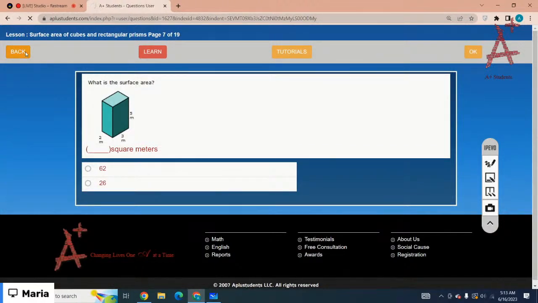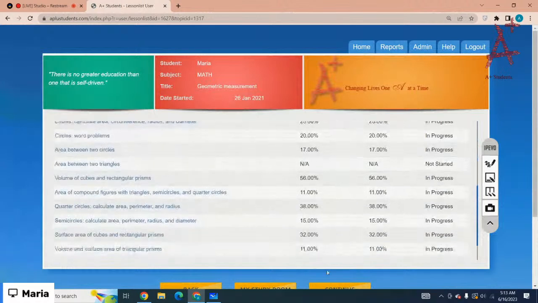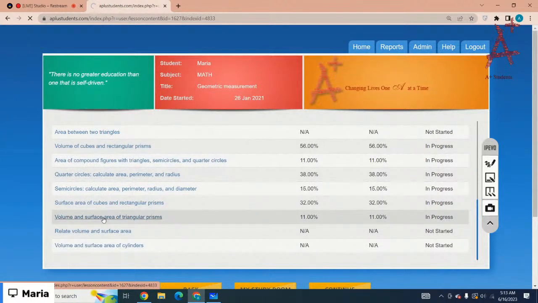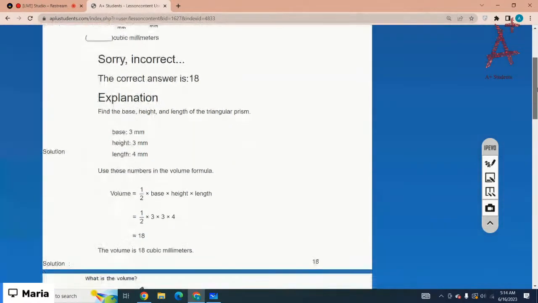Okay, the next lesson is volume and surface area of triangular prisms. Now we're going to learn how to calculate the volume and surface area of triangular prisms. Here is a triangular prism. Let's start with the first example. What is the volume? You are given the base, height, and the length of the triangular prism.